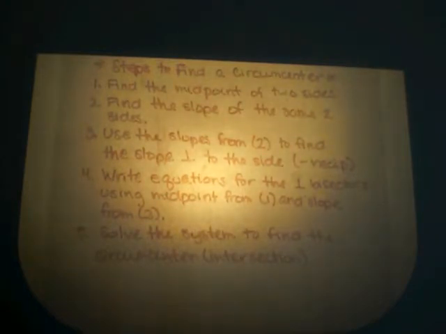Make sure that it's the same 2 sides. You can't use 2 sides for one, like A, B, B, C, and then AC for the second step. That would be bad. So make sure you use the same 2 sides for the midpoint and the slopes.